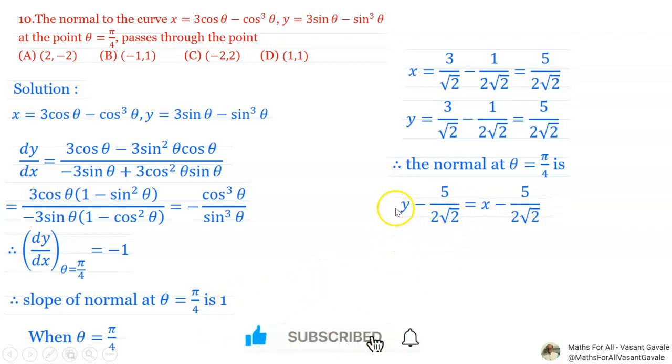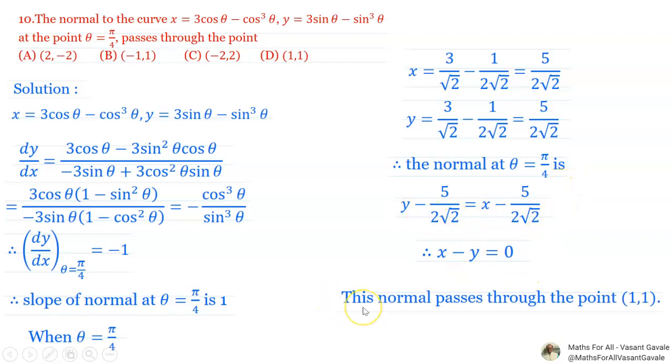Therefore, we directly write y minus 5 upon 2 root 2 is equal to x minus 5 upon 2 root 2. After simplification, these are similar terms on both sides. Therefore, x minus y is equal to 0. And this normal passes through the point 1, 1. And hence option D is correct.